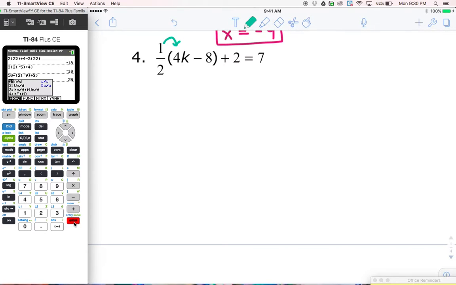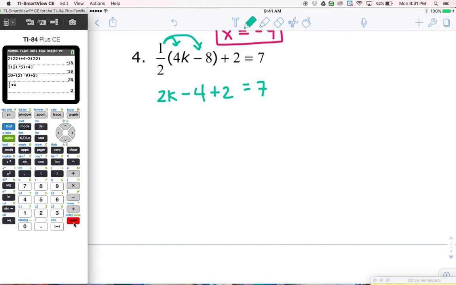If you're not sure, you can do alpha y equals. You can type in 1/2 times 4. All right, if you feel more comfortable doing that. Did I press the times button? No. All right, so times 4. And we get 2. All right, so we've got 2k. 1/2 times -8 is a -4. And we're done distributing, but we still have this +2, and we have equal to 7.